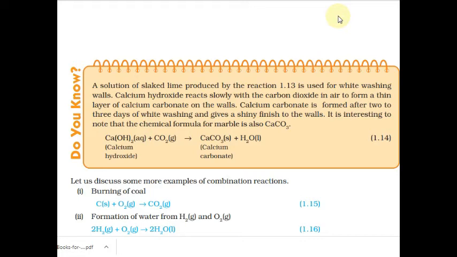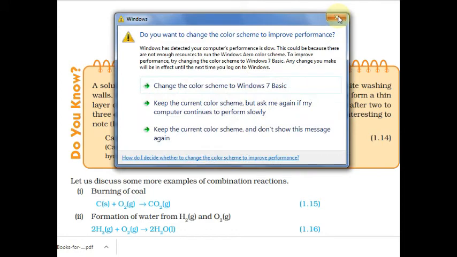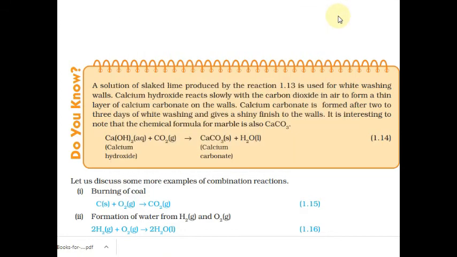Let us discuss some more examples of combination reaction. What is combination reaction? The reaction in which two or more reactants form a single product is known as combination reaction. Product is one, but reactants are two or more. Burning of coal is also a combination reaction. Coal is C. Burning means O2. In the presence of oxygen gas it burns because oxygen supports burning. That is why CO2 is formed.